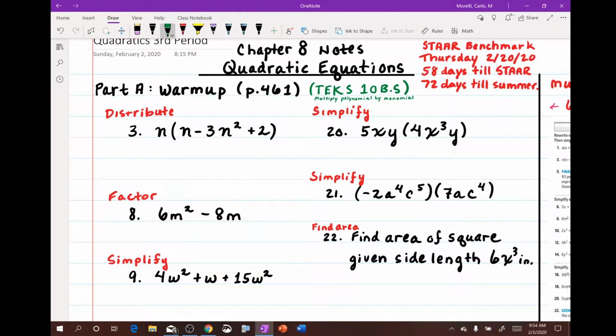So when it says distribute, we just multiply across every term with n. So this becomes n squared minus 3n cubed plus 2n. When it says factor, 6m squared minus 8m, what it means is pull out the greatest common factor, which in this case would be m. So you're going to divide each term by m, which leaves us with 6m minus 8.